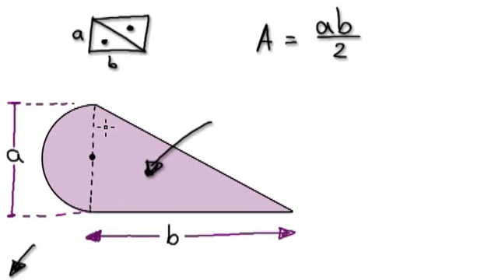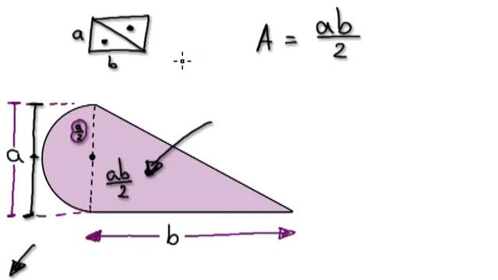Okay, so the formula for the triangle only is AB over 2, and then we jump onto the semicircle here. Remember, because this length is A, the radius must be half of A. So the radius is A over 2.